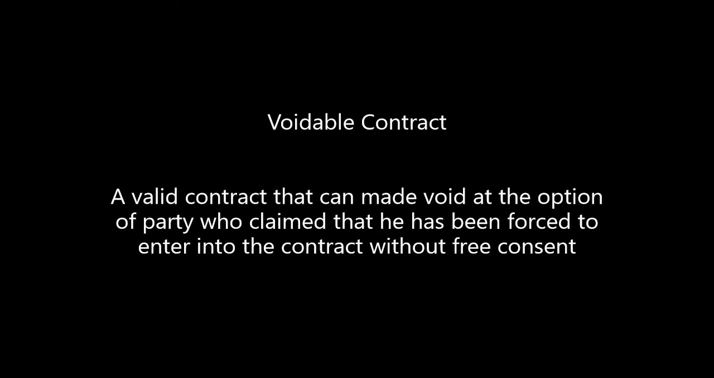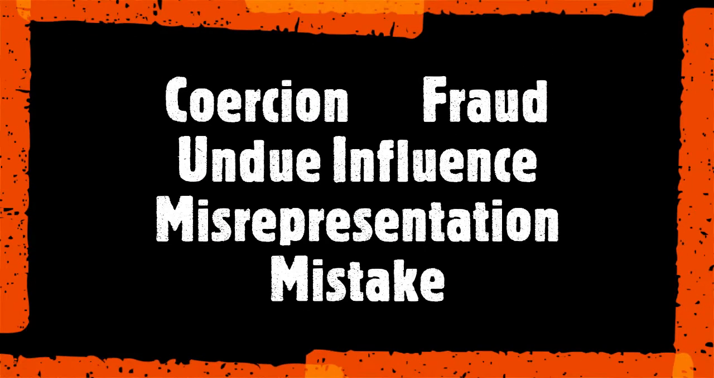What is a voidable contract? A voidable contract is a valid contract that can be made void at the option of the party who claims that he has been forced to enter into the contract without free consent. There are 5 grounds that make a contract voidable: coercion, undue influence, fraud, misrepresentation, and mistake. But right now, we're going to explain the details about fraud.